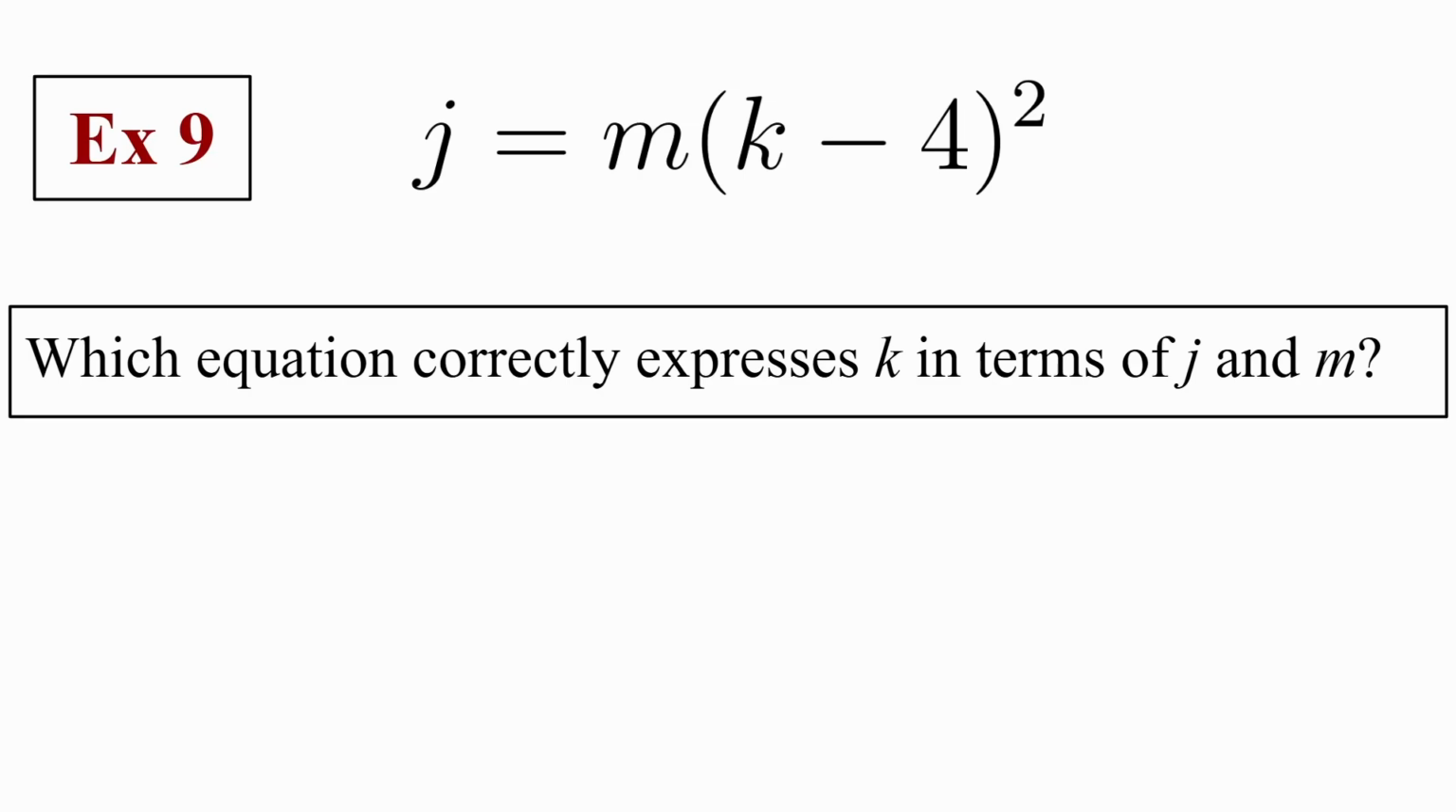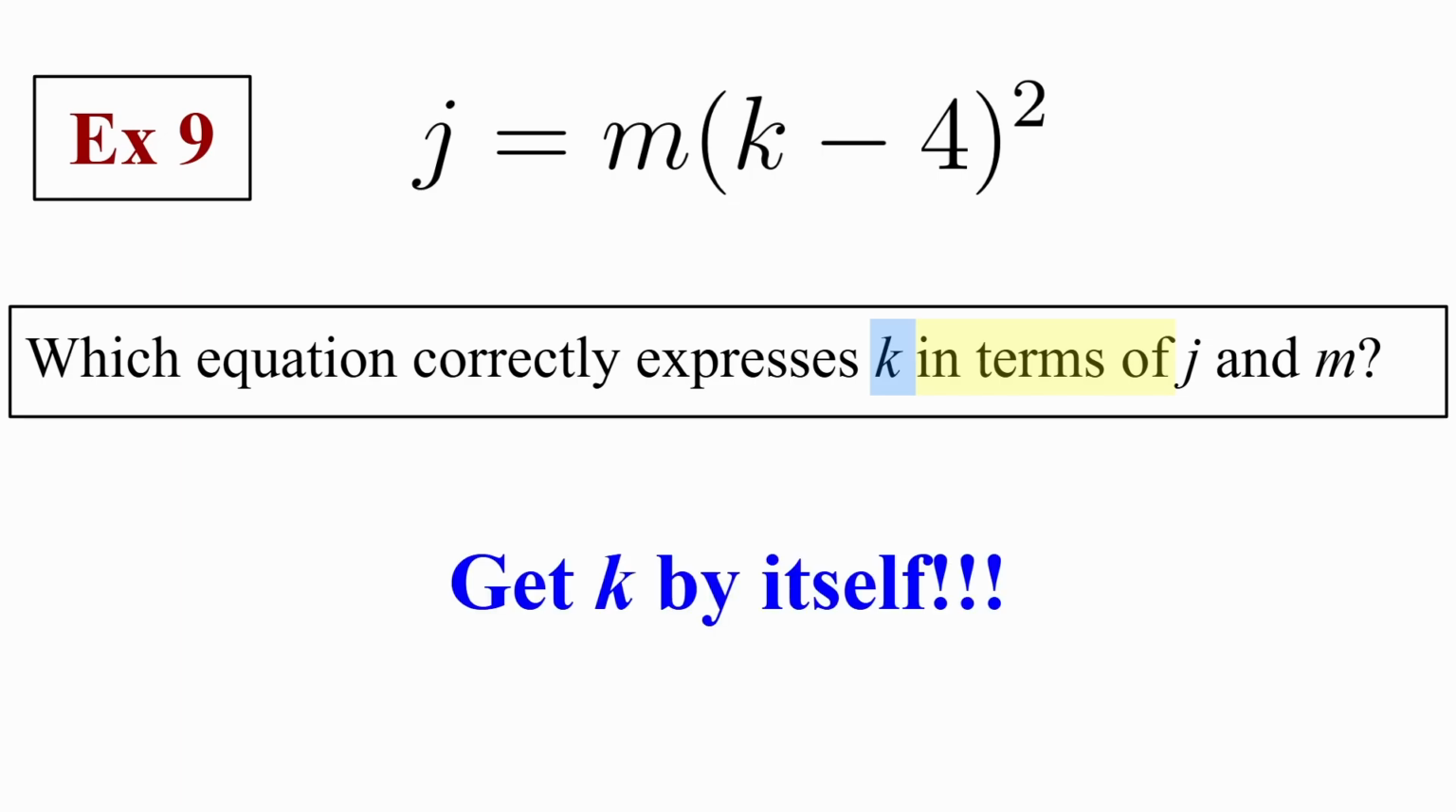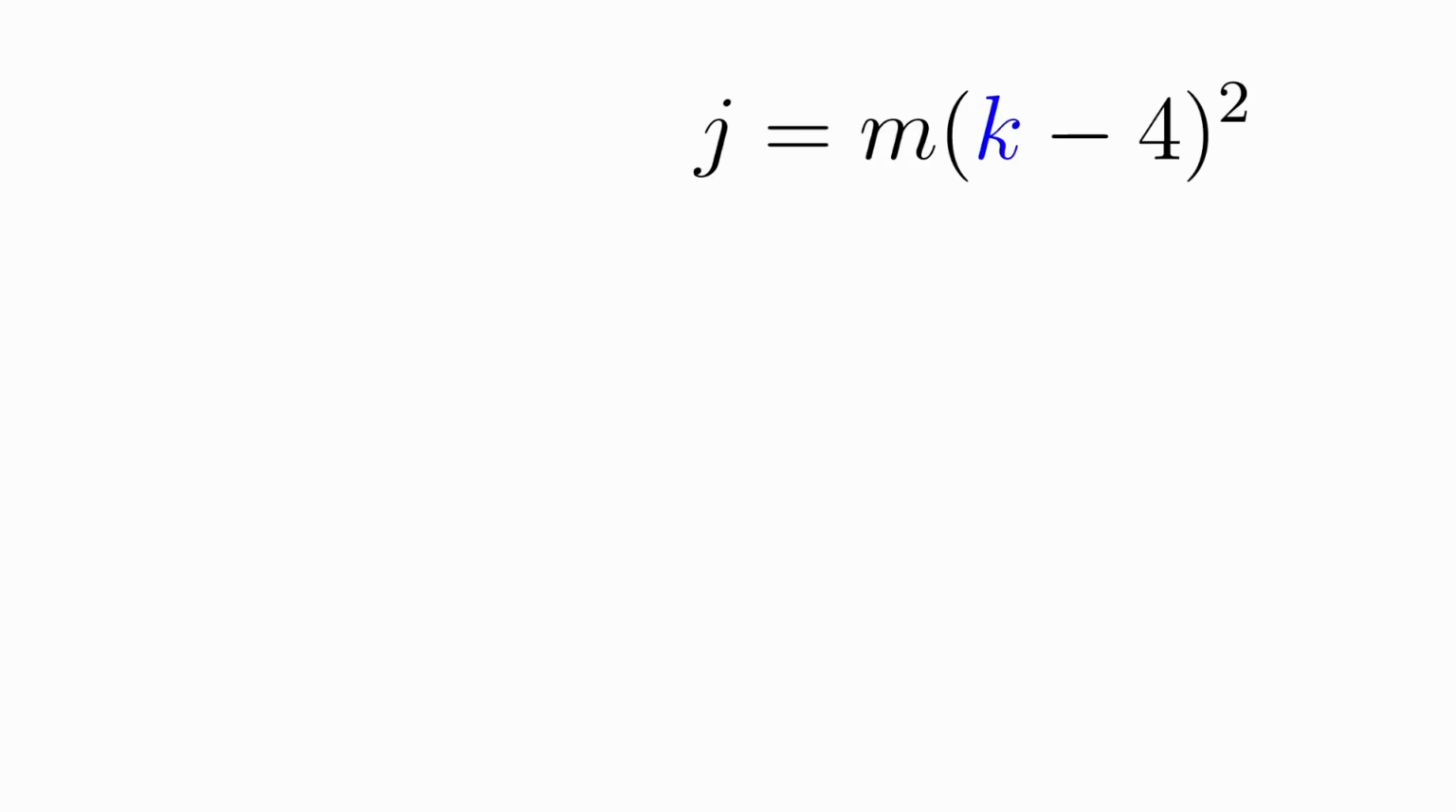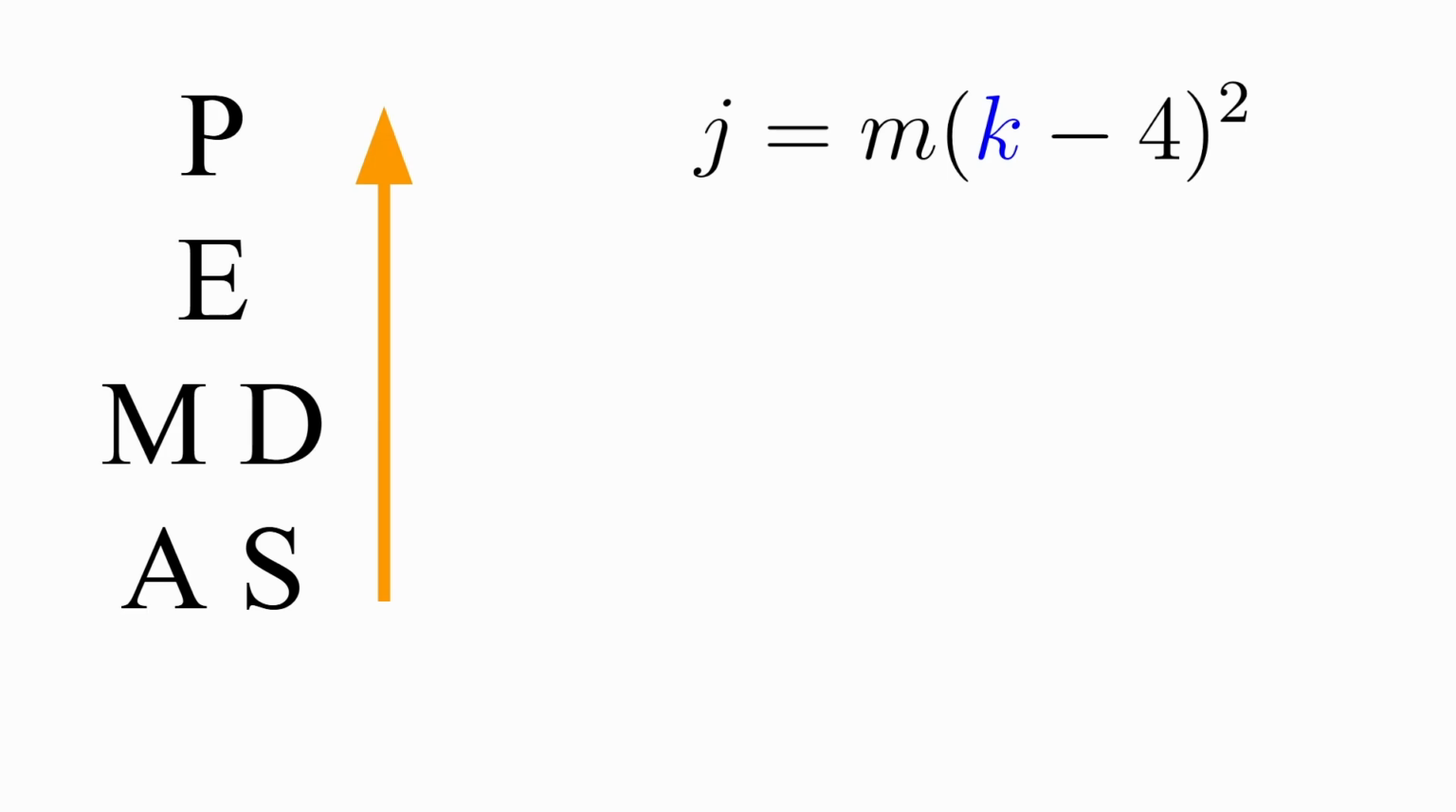Okay, example 9. So once again, we see this key phrase in terms of, and the letter that comes before it is k. So we need to get k by itself. So for this one, I've got the k minus 4, that's a group. I've got an exponent and I've got multiplication. So reverse PEMDAS, we have to do multiplication before exponent. See how, if we work our way from the bottom up, M comes before E, multiplication comes before exponent. So when we're moving things, we do it backwards.